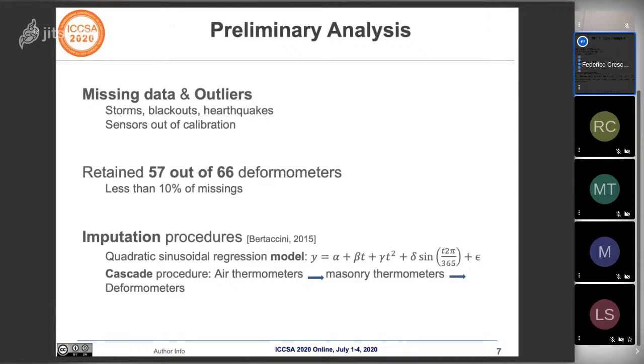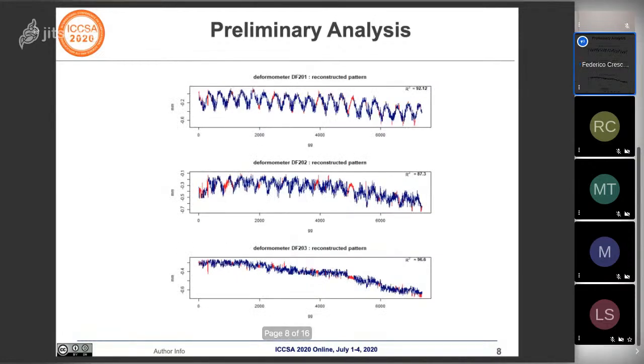The imputation procedure, I will be brief because it's well explained in a previous paper by Bruno Bertaccini. Basically, it consists of 2 methods. One is a quadratic sinusoidal regression model, and when this is not enough, a cascade procedure is adopted where the air thermometers, which have a complete time series, are used to impute the time series of the imaginary thermometers, which are then used to impute the time series of the deformometers, which are the time series that we use for this application. So you can see the reconstructed patterns.